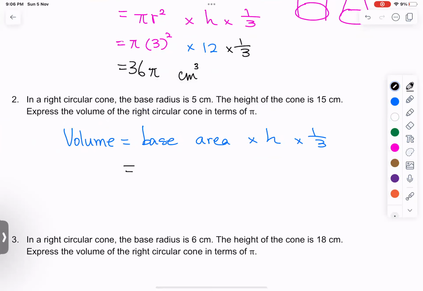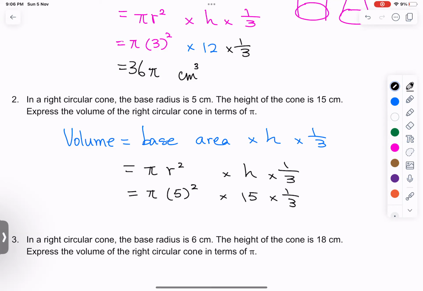Our base shape is a circle. Circle area is pi r square times height times 1 over 3. Do we know the radius? Yes, we know it's 5. Do we know the height? Yes, we know it's 15, times 1 over 3. The 5 squared means 5 times 5, so 25 times 15 times 1 over 3, or you calculate divided by 3 is also fine. You get the answer as 125 pi cm cube.